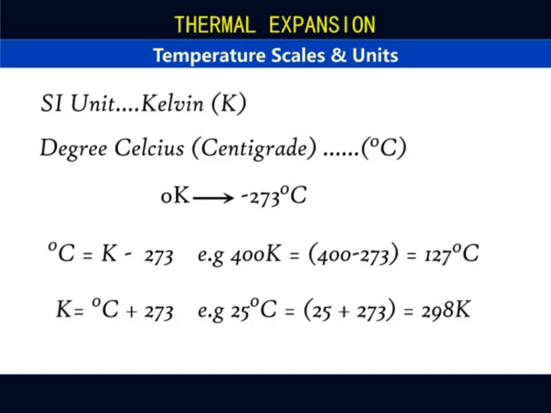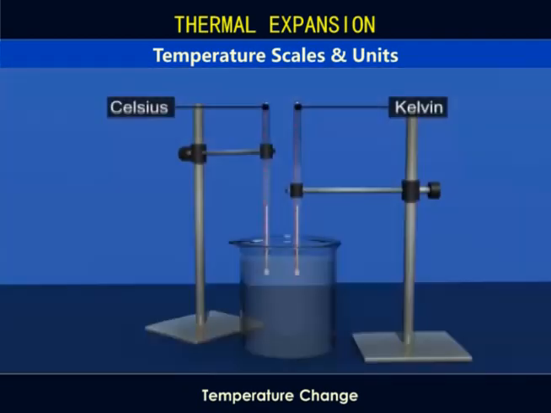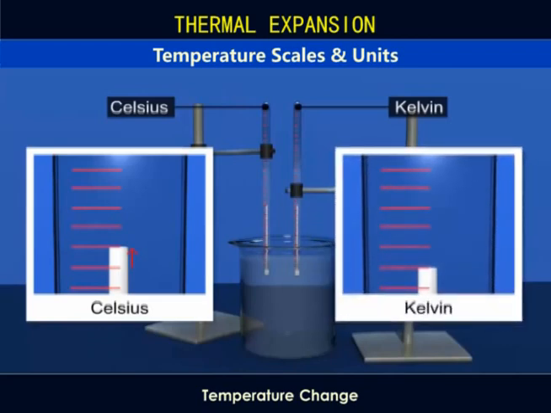However, it is important to note that the size of a degree on the Kelvin scale is identical to the size of a degree on the Celsius scale. For example, if the temperature of a body increases by 1 degree Celsius, then the corresponding change on the Kelvin scale is 1 Kelvin and not 272 or negative 272.